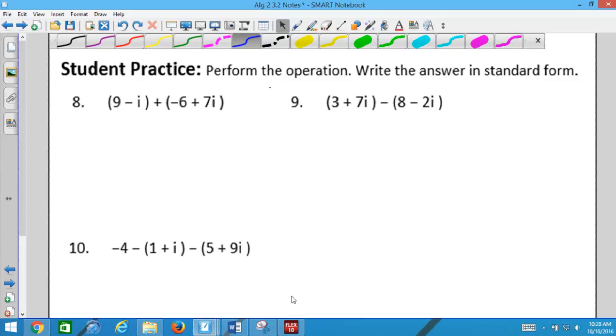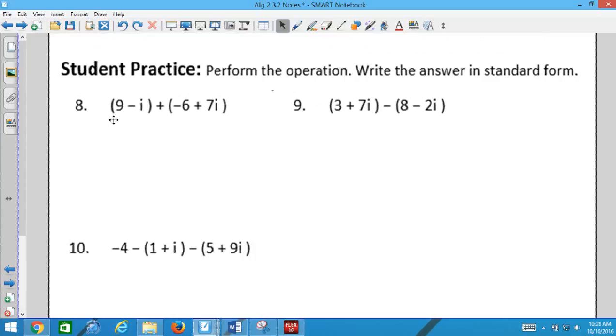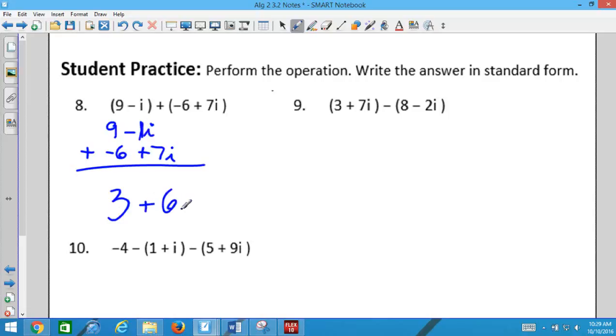Okay, working out the student practice. Since this is an addition, we don't really need it. You have 9 minus i plus negative 6 plus 7i. When you add your like terms, you get 9 minus 6 is 3. And this negative i, you just take one i away from 7, so we have plus 6i. Treat it just like it was a variable.